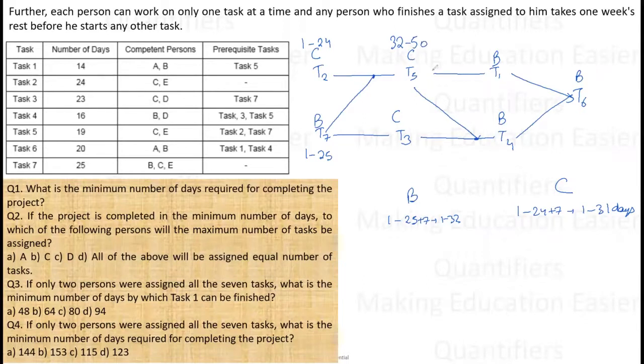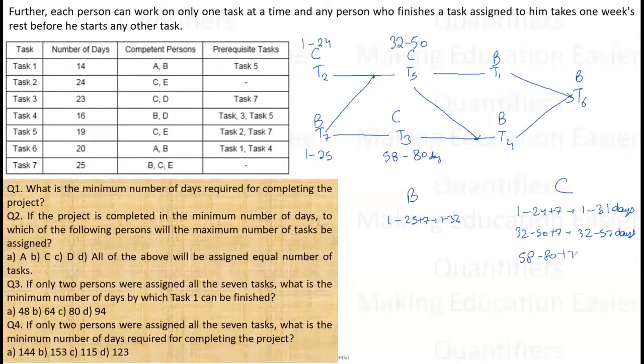Okay, 32 and 50 has come here. So C is then working from 32 to 50 plus 7, which means 32 to 57 days. Now see, this work will start from the 58th day. Task 3, 58 and 23, 81, which means up to 80 days. So C is then, and then there is no work for C. Basically, C is free after that.